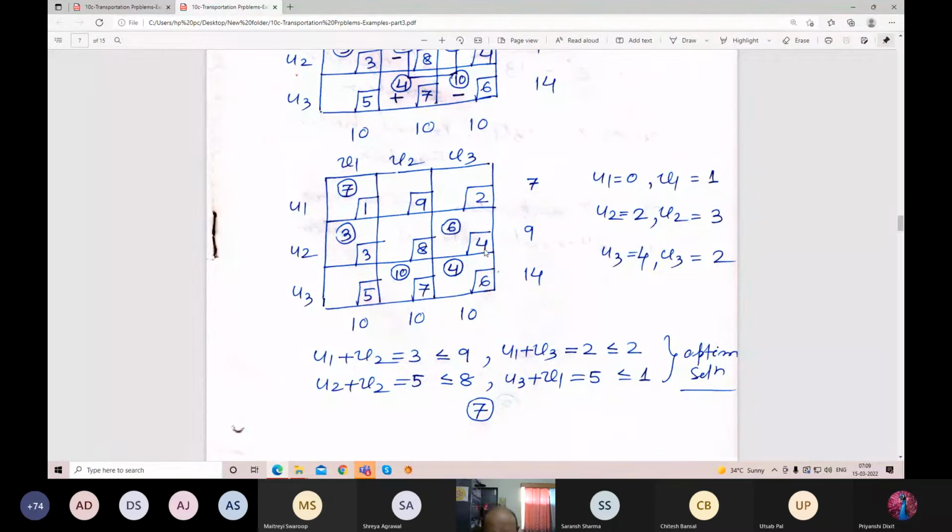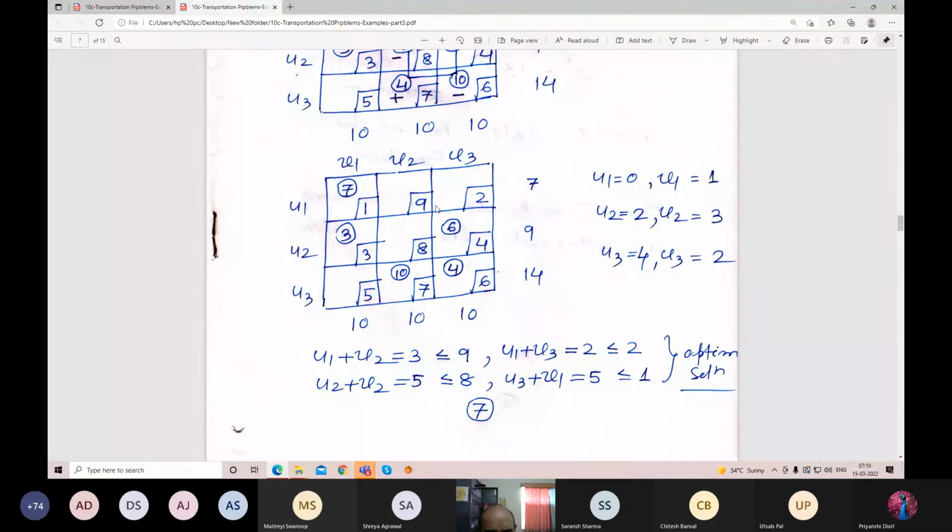Next, cell number 1,3. So it is U1 plus B3, 0 plus 2. 0 plus 2 is 2. 2 is less than or equal to 2. So that is fulfilled. Okay. So this is fulfilled.